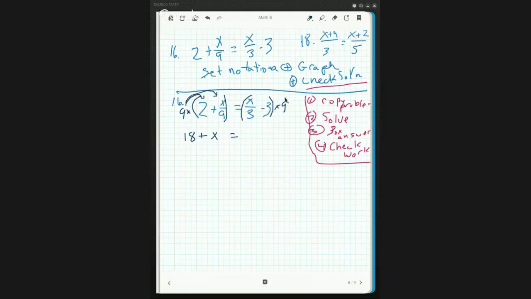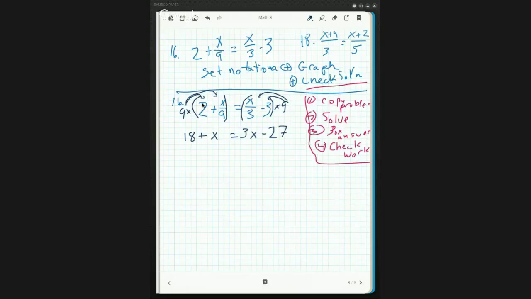And now we're going to do distribution on this side. And remember, we can distribute in either direction, left to right, right to left. 9 times x over 3 is 3x, and negative 3 times 9 is minus 27.